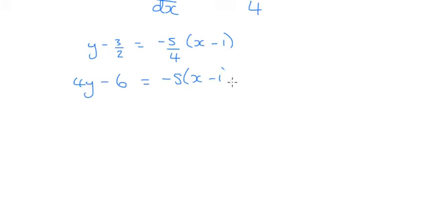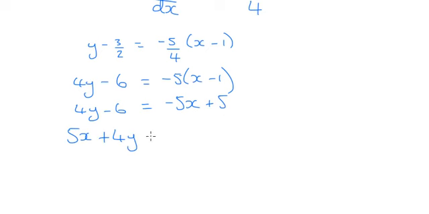x take 1. And if I expand the brackets there, I'm going to get minus 5x plus 5. So 4y take 6 equals minus 5x plus 5. If I add 5x on, that's going to give me 5x. I've got my plus 4y. And if I take away this 5, that's going to give me negative 11 equals 0.